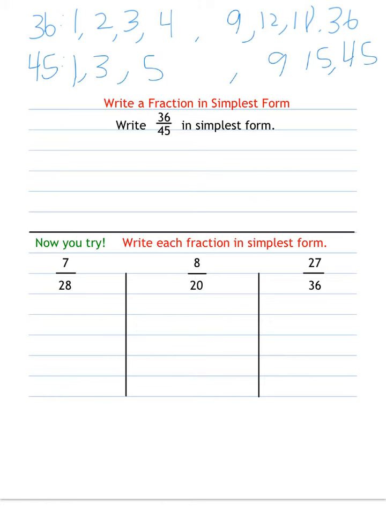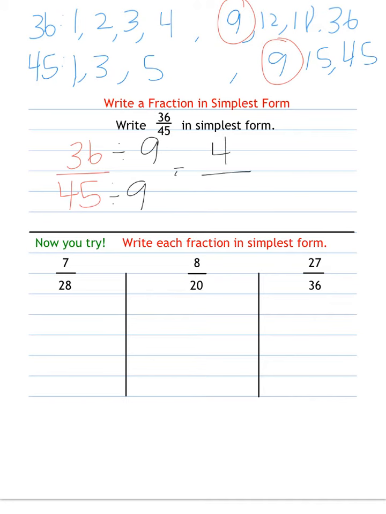So now we look and see what's our greatest common factor. Looks like our greatest common factor is 9. So we take our fraction 36/45 and we divide both the numerator and the denominator by 9. 36 divided by 9 is 4. 45 divided by 9 is 5. So that is our fraction in simplest form, reduced to simplest form.